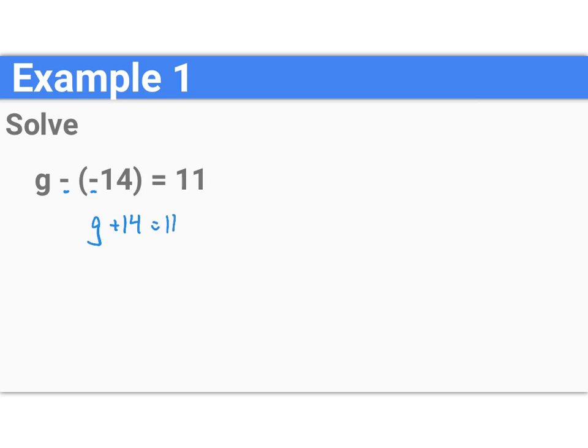And now, from the previous lesson, whatever you do to one side, you do to the other. You look at your variable and see what operation is being done. We see that addition is being done to the variable. So now we have to do the opposite to get rid of the 14. We have to subtract 14 from both sides. So now g equals 11 minus 14, which is negative 3. And that's how we solve this problem.